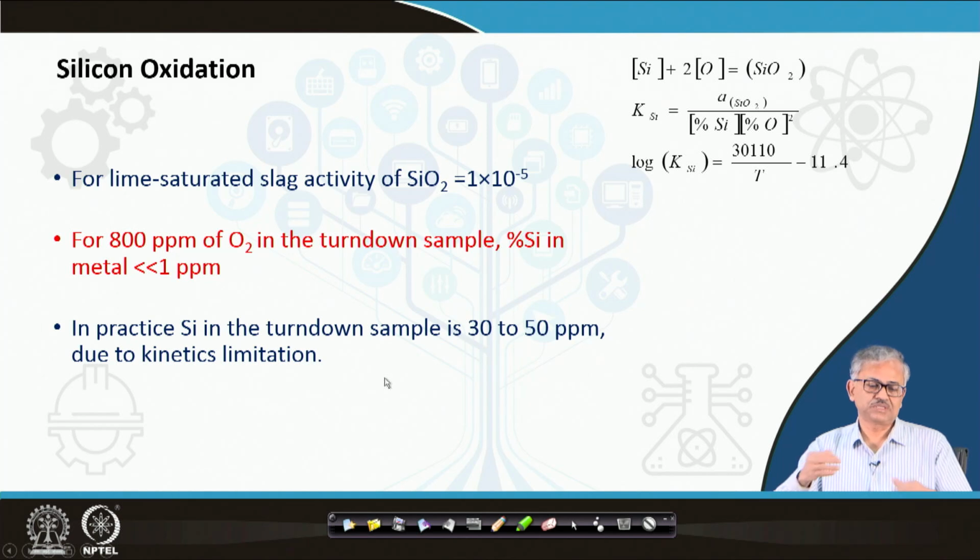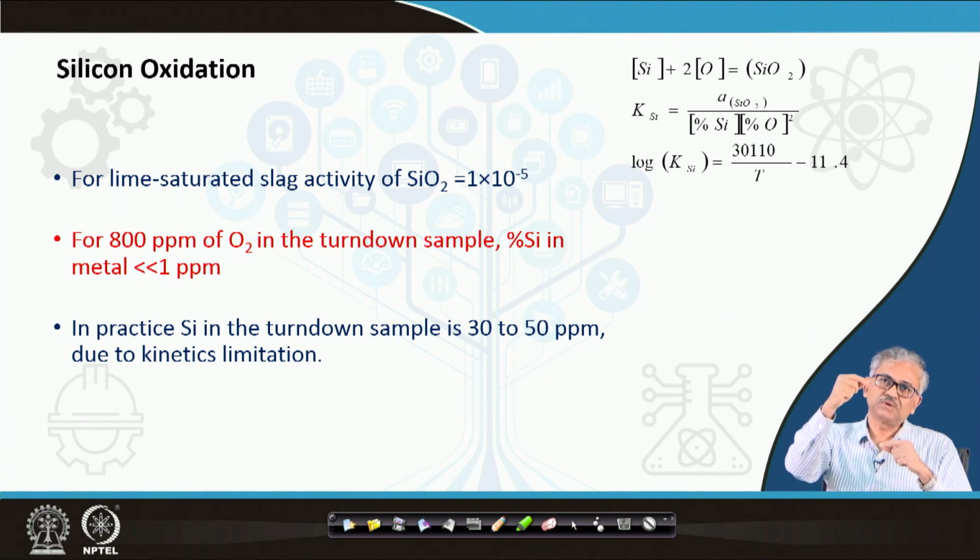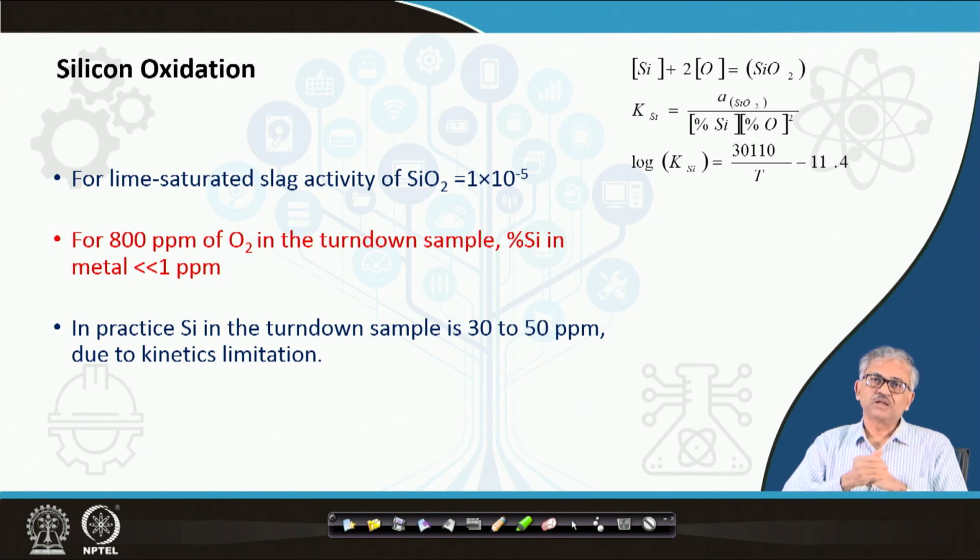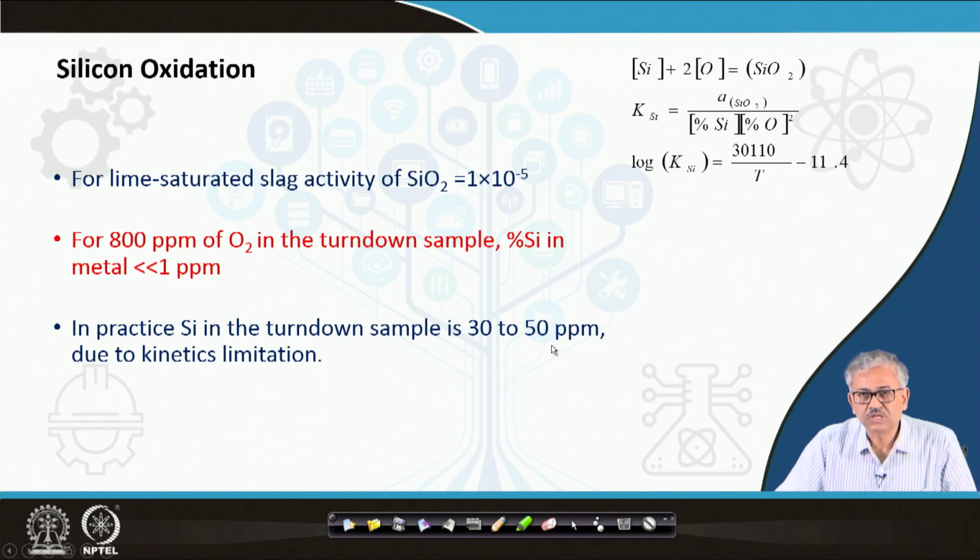It is due to kinetic limitation, because when the silicon is decreasing, the transport of silicon from the bath to the interface matters, because all these reactions take place at a heterogeneous interface like the slag metal interface. Silicon has to transport from the bulk to the slag metal interface, then only it can react. When the silicon percentage decreases, transport becomes much more difficult because of this mass transfer limitation. So you cannot bring it down below 30 to 50 ppm. Otherwise, silicon oxidation is very simple in steelmaking.